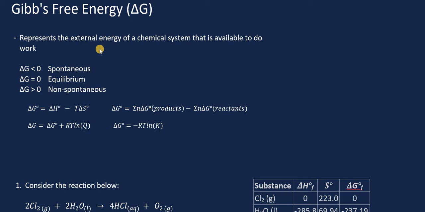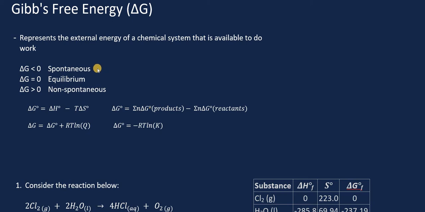So earlier you learned about enthalpy, delta H, which is the internal energy of a chemical system, and you learned about entropy, delta S, which is the disorder of a chemical system. Well, now we have Gibbs free energy. And Gibbs free energy is very important to chemists because it tells us when a reaction is spontaneous. So the value of Gibbs free energy for a reaction will tell you whether it's spontaneous or not.